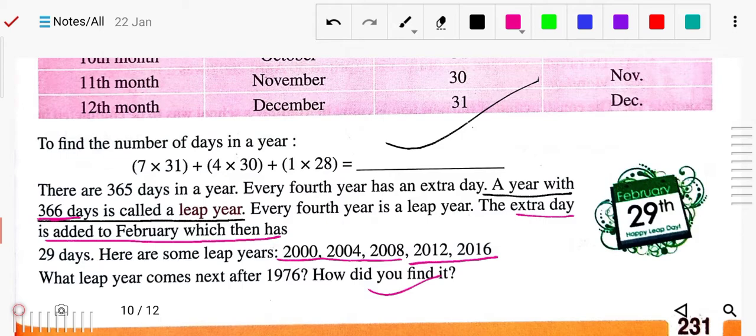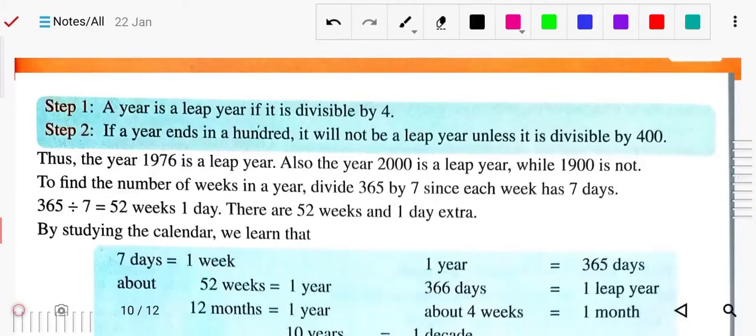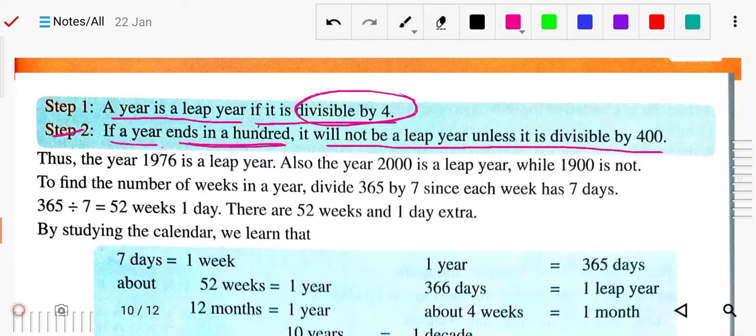Now the next question arises: how to find out which year is a leap year and which year is not a leap year. What is the rule? A year is a leap year if it is divisible by 4. If any year is a leap year, that year will be divisible by 4. And one more step you have to see: if a year ends with 100, it will not be a leap year unless it is divisible by 400.